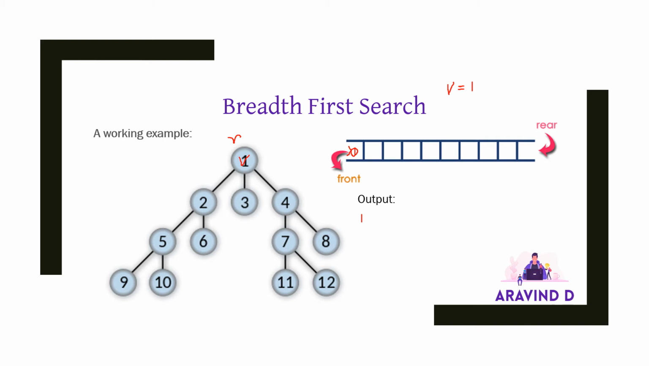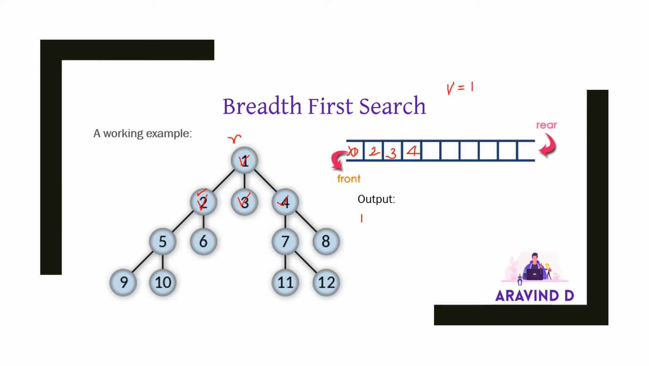So 2 is a node that is not yet visited and it is adjacent to 1. So we are going to enqueue 2 and mark it as visited. Similarly, 3 is also another adjacent node to 1. So we are going to mark it as visited, and similarly we are going to enqueue 4 and mark it as visited.